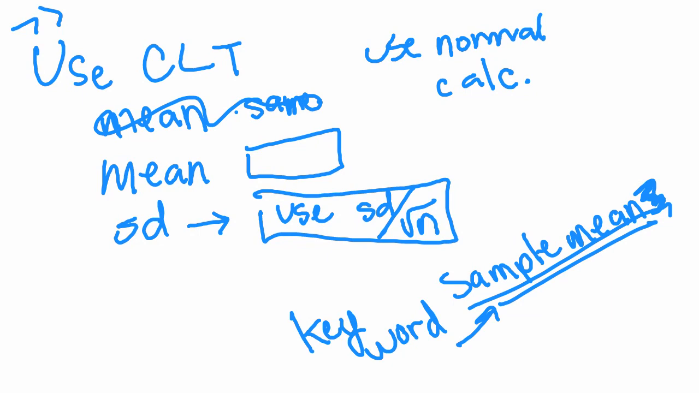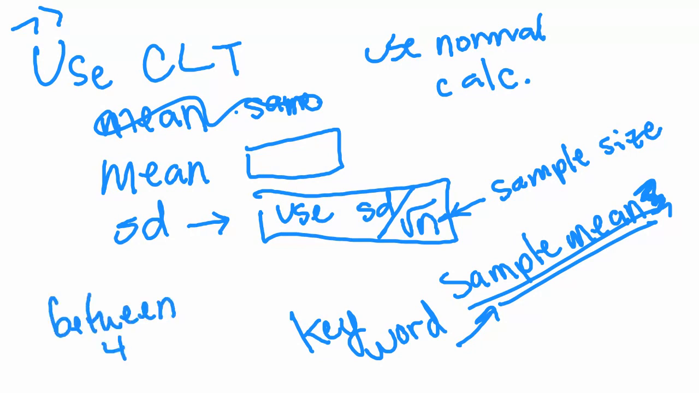The only difference is instead of the standard deviation, you're going to use the standard deviation that they give you divided by the square root of n, where n is the number of things in the population, or sample size. But it's the same. And then in the calculator, you're just going to use between 42 and 50.